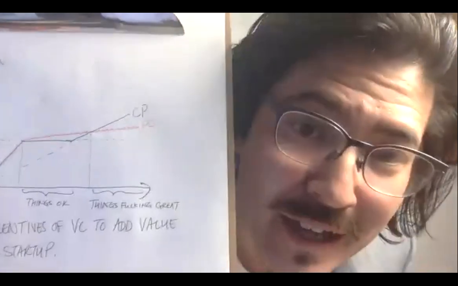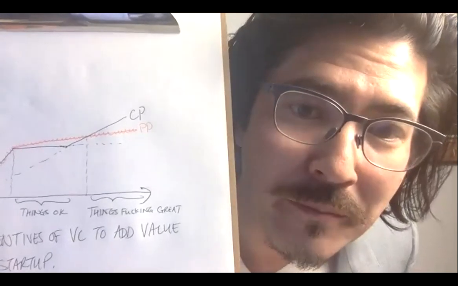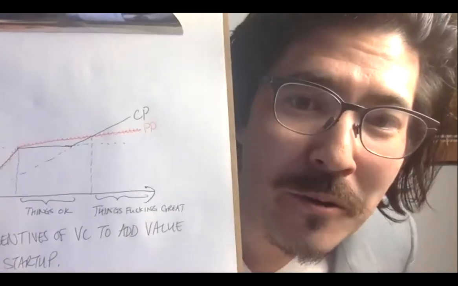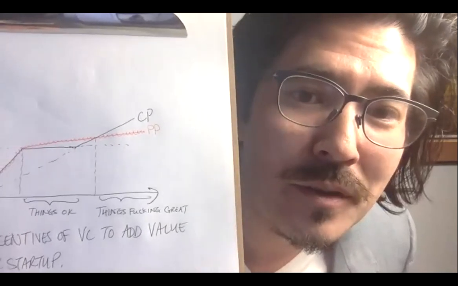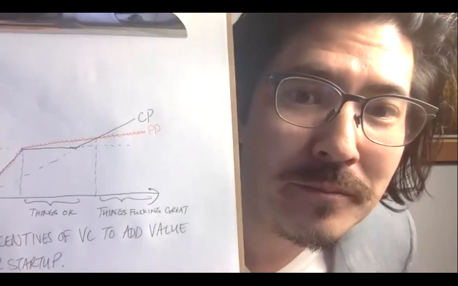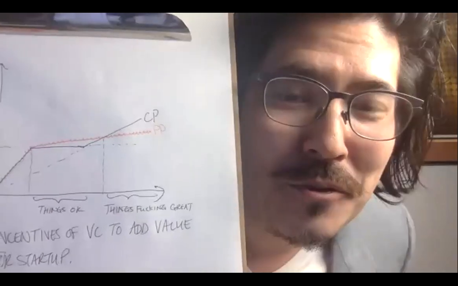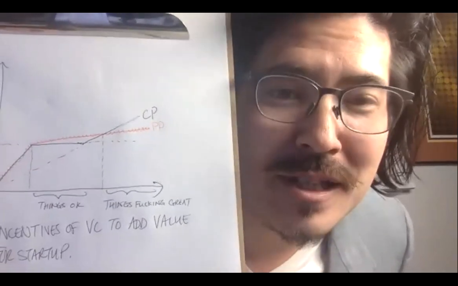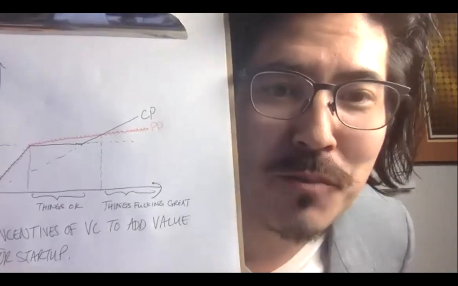Now let's consider the next scenario, the things are going fucking great scenario. In that scenario, which of the two securities gives more incentive? CP or PP? CP. CP, right? Because there's a higher slope, right? So notice when things are going fucking great, CP gives more incentives. When things are going okay, PP gives more incentives.